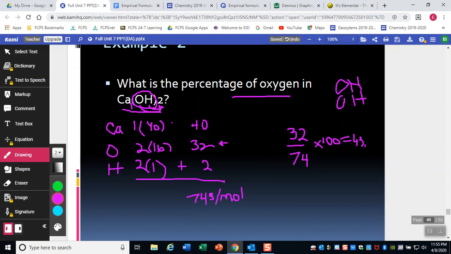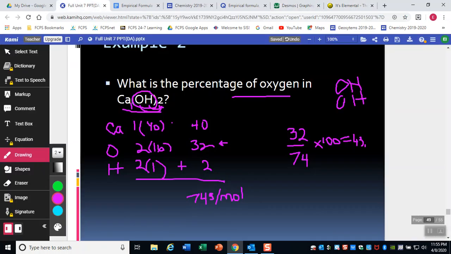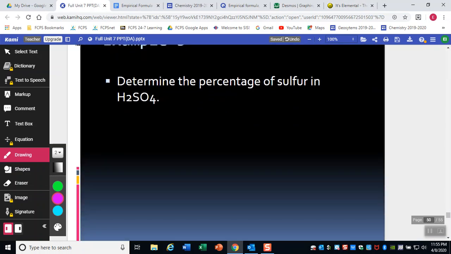Actually, I'll go ahead and take it out 2 places. If I take it out 2 places, that would be 24%. All right. Very good. So now we're going to find the percentage of sulfur.